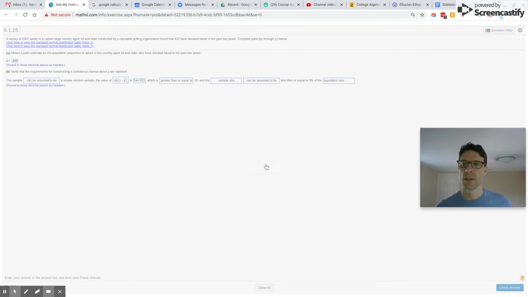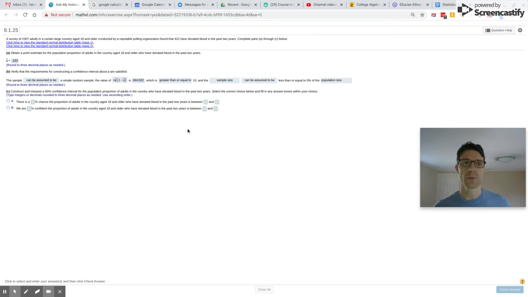Okay. So that's how you do part B. I hope that helps a little bit. Now part C, you're going to construct the actual confidence interval. And there's good tutorials on my page about how to use StatCrunch to do that. This was just geared towards part B.